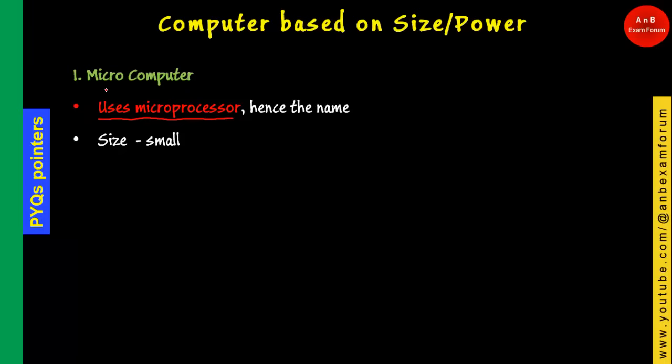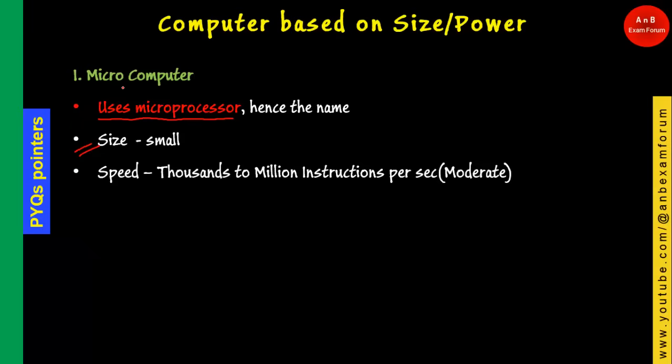Microcomputer uses microprocessor. It doesn't mean that mainframe and the other supercomputer are not using microprocessor, but the name comes from the word microprocessor because it has miniaturized the entire computer into a very reduced space. Since the size is small, it is known as microcomputer. And if you talk about speed, it can do tasks or instructions from 1,000 to millions of instructions per second.